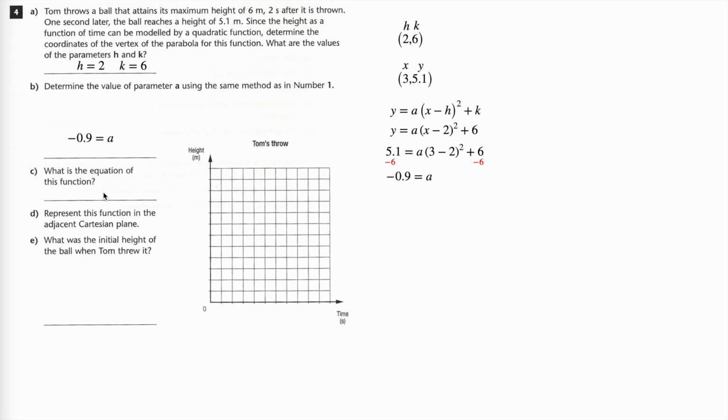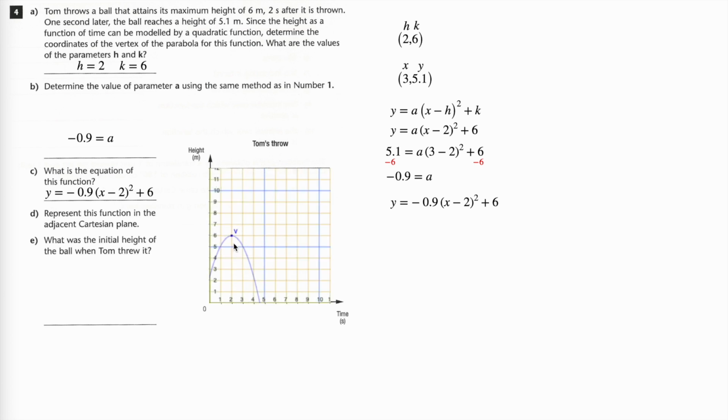What's the equation of this function? I'm just going to replace the a with negative 0.9. We have y is equal to negative 0.9 times (x minus 2) all squared plus 6. Represent this function in the adjacent Cartesian plane. Sketch of this graph. The vertex h is 2, 6.